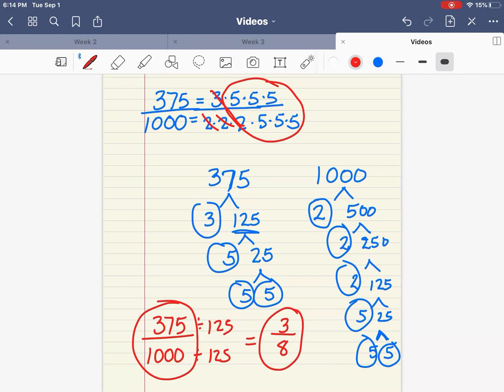That, my friends, is a benchmark fraction. You just need to start remembering these benchmark fractions so that you don't have to do all this math every time. Just remember, 375 thousandths is 3/8.